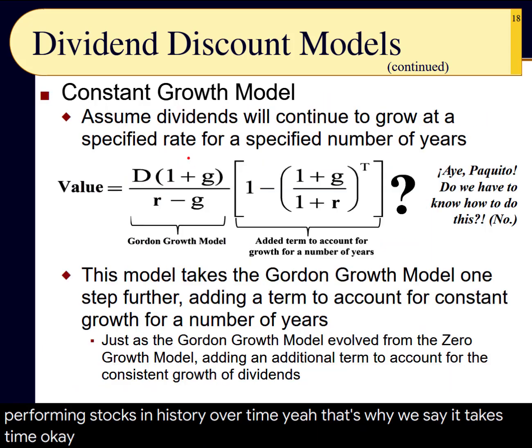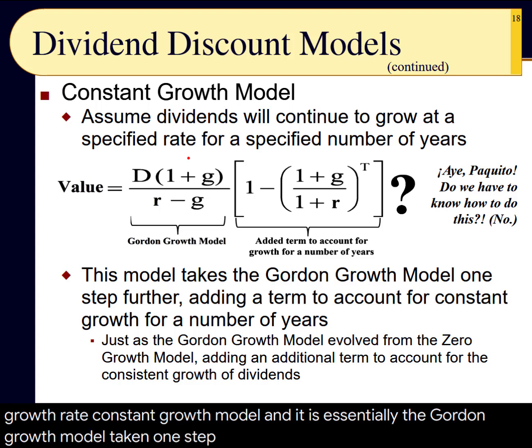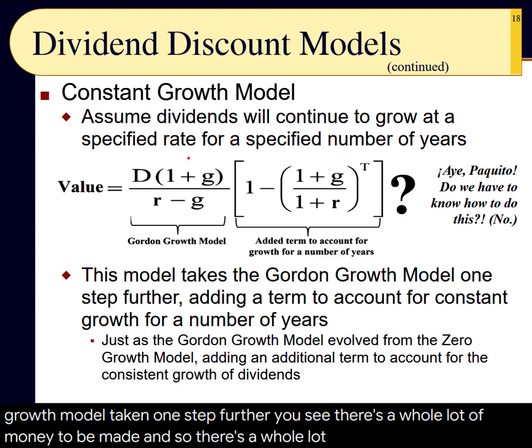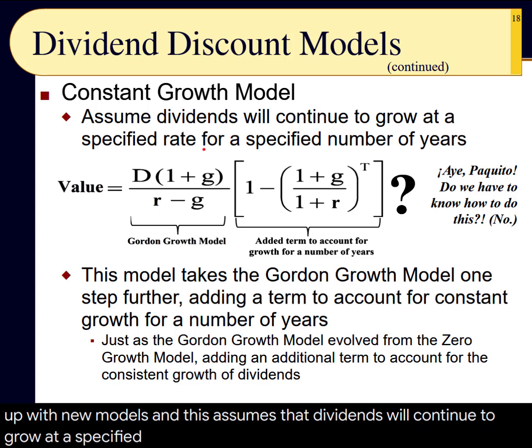Okay, now let's continue. The next model is called the constant growth model. And it is essentially the Gordon growth model taken one step further. You see, there's a whole lot of money to be made, and so there's a whole lot of people trying to come up with new models. And this assumes that dividends will continue to grow at a specified rate for a specified number of years.